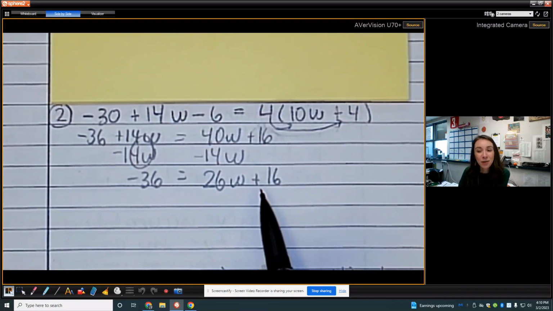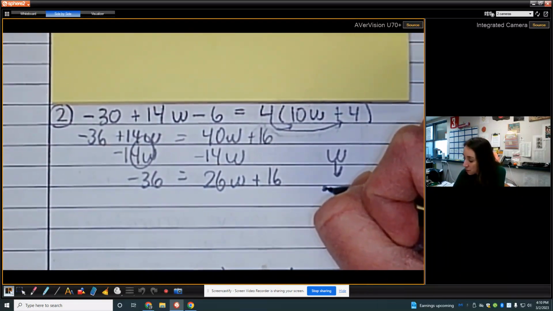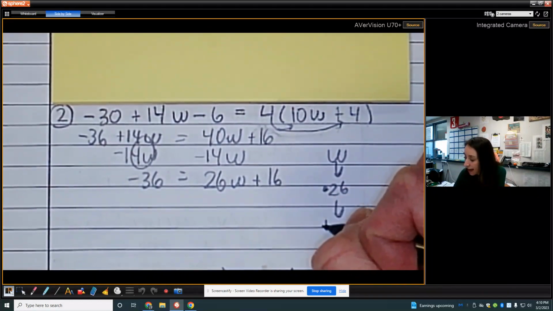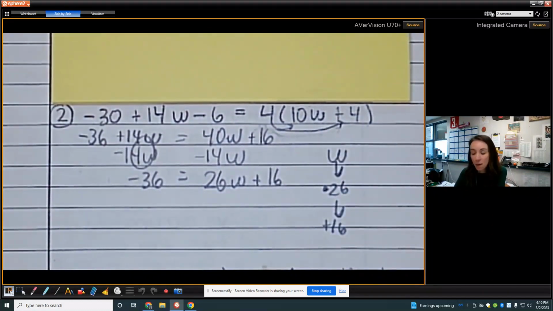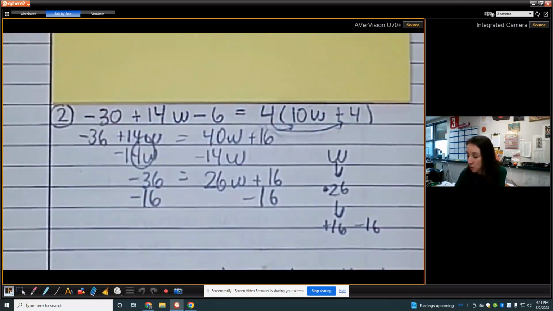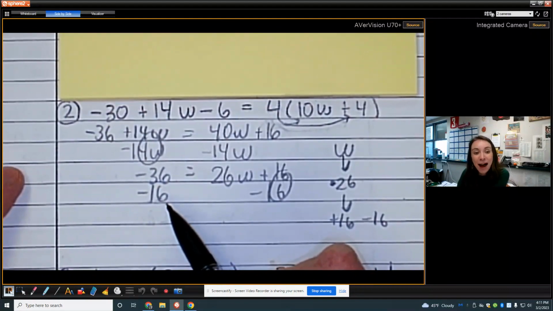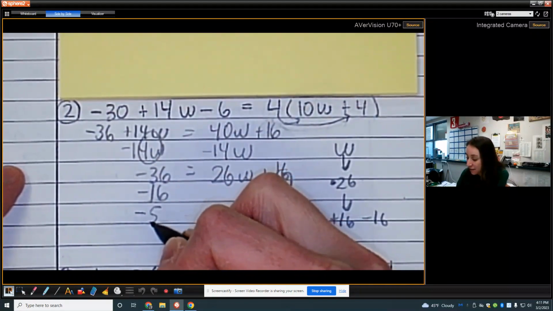From here, let's go ahead and build it to solve it. We start with w, multiplied it by 26, then added 16. The inverse operation of adding 16 is subtracting 16, so make sure you do that to both sides of that equal sign. 16 take away 16 is 0, and negative 36 minus 16 is negative 52.